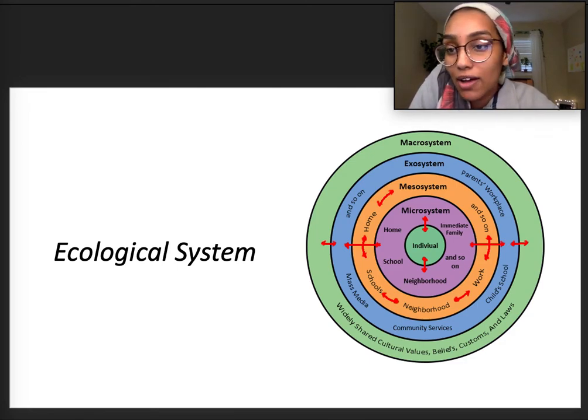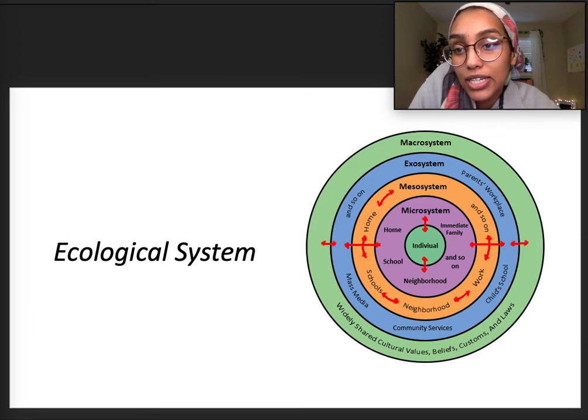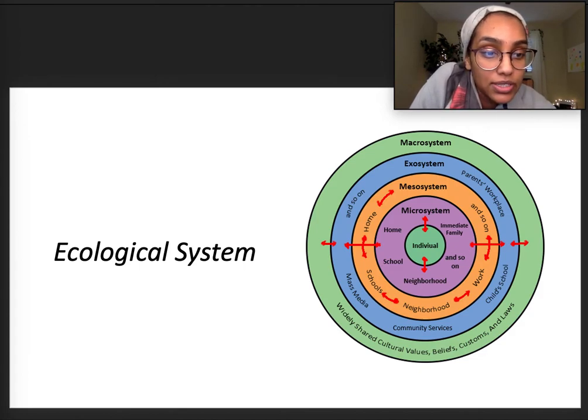Okay, next you have the exosystem, and this is the linkage that exists between two or more settings, one of which may not contain the developing child, but is going to indirectly affect them nonetheless. So an example of this is mass media, community service, the child's school, the parent's workplace.